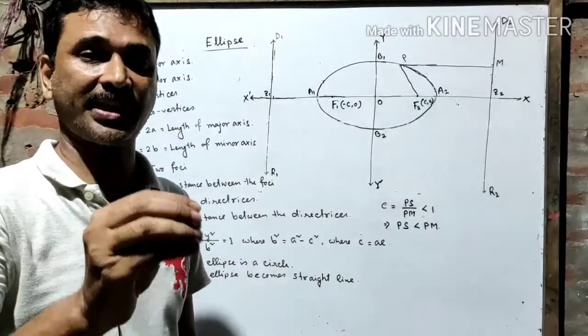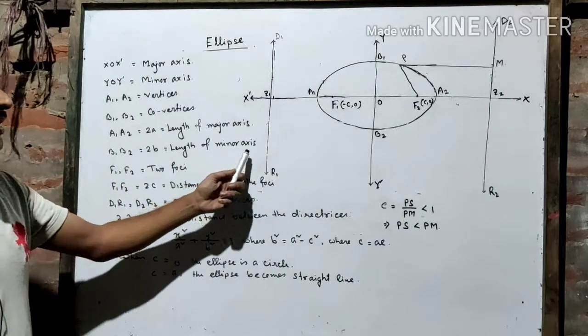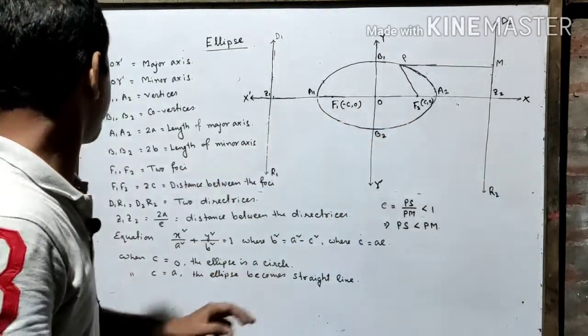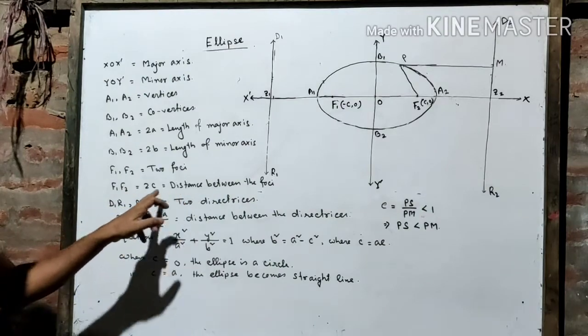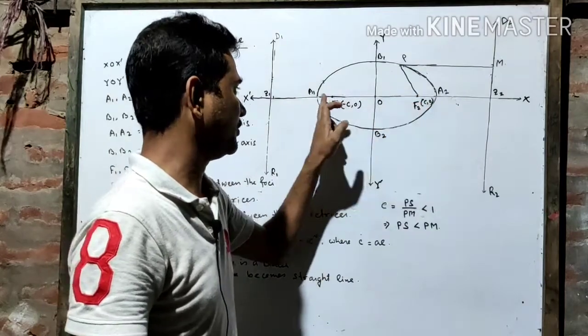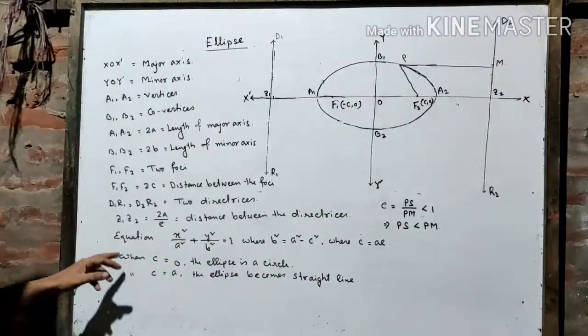This is generally taken as twice B. So B1, B2 is equal to twice B, the length of the minor axis. F1 and F2 are the foci. The distance between F1 and F2 is taken as twice C. So twice C is the distance between the two foci.